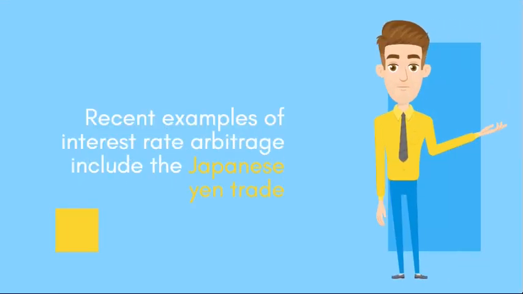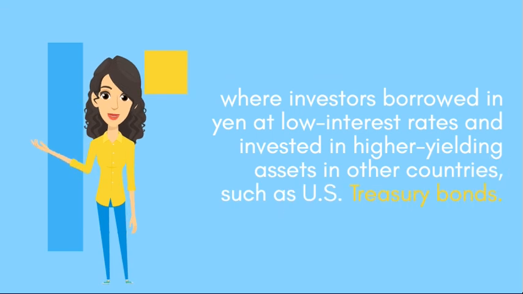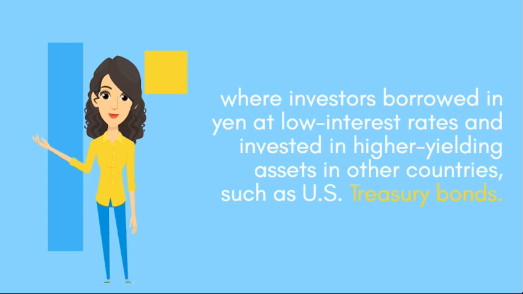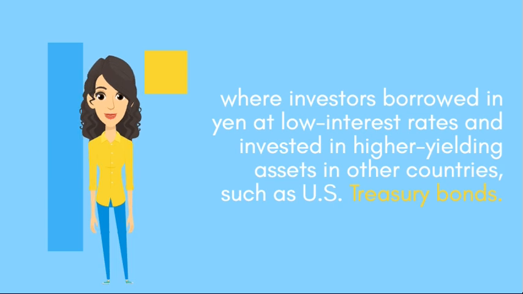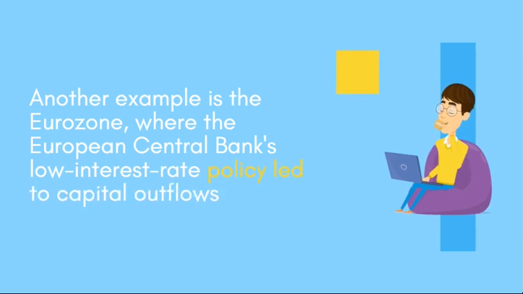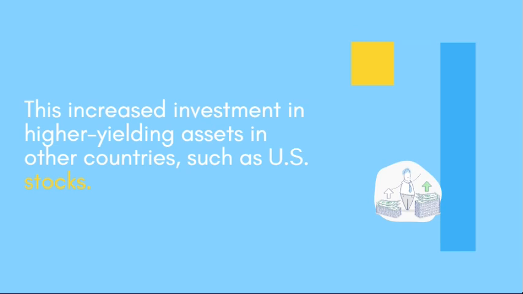Recent examples of interest rate arbitrage include the Japanese yen trade, where investors borrowed in yen at low interest rates and invested in higher yielding assets in other countries, such as US Treasury bonds. Another example is the Eurozone, where the European Central Bank's low interest rate policy led to capital outflows. This increased investment in higher yielding assets in other countries, such as US stocks.